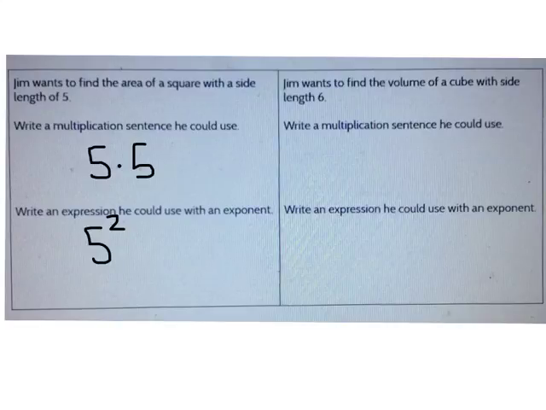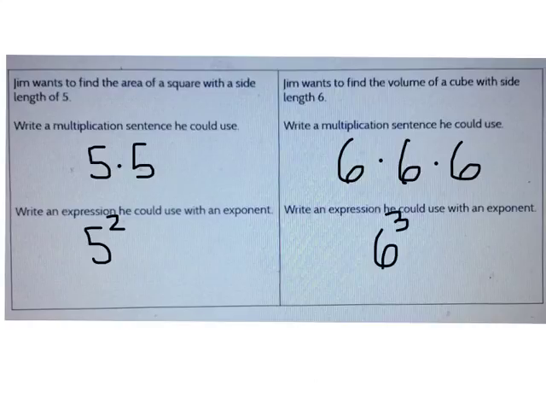Jim also wants to find the volume of a cube with side length 6. Remember, volume is length times width times height, and a cube has all the same side lengths. What multiplication sentence could Jim use? He could use 6 times 6 times 6. How would I write that as an exponent? That's 6 to the third power.